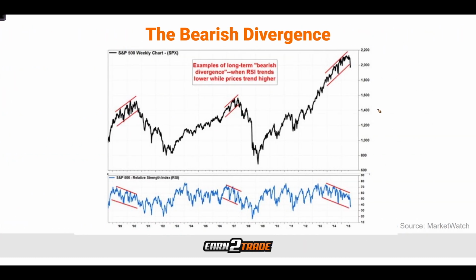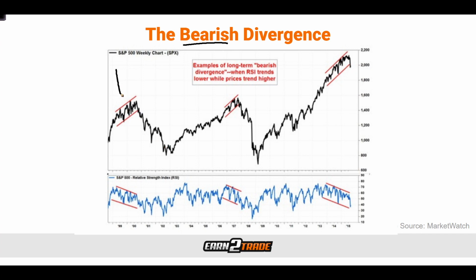Next, we have an example of a bearish divergence, which is simply going to be a complete inverse of everything that we just saw. So instead of watching the prices go lower while the RSI goes higher, we're going to be looking for the prices to go higher while the RSI is going lower. And we actually have a few examples here to look at.